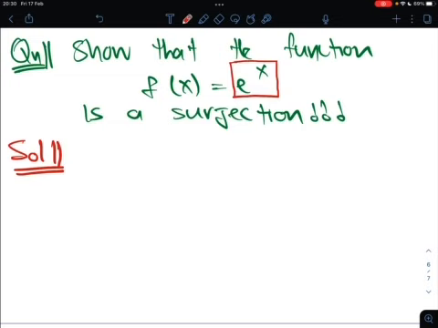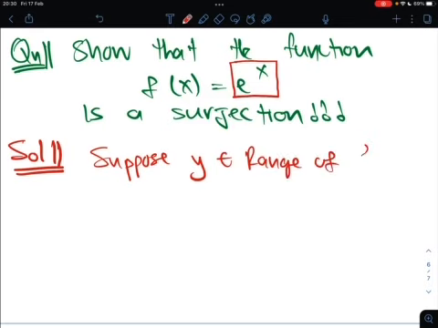You see that? So every time your focus must be there. So how you prove such a question, you proceed as follows. First, you suppose maybe some random element y is in the range of f. So this is how you proceed.